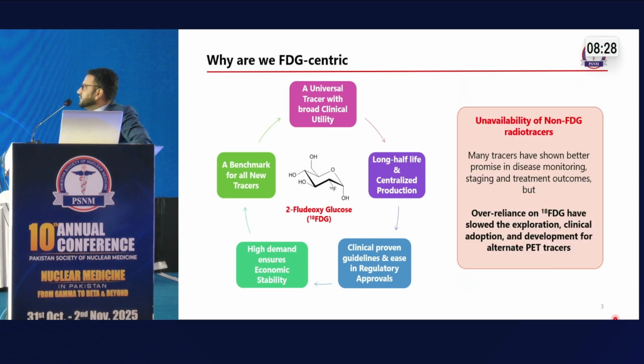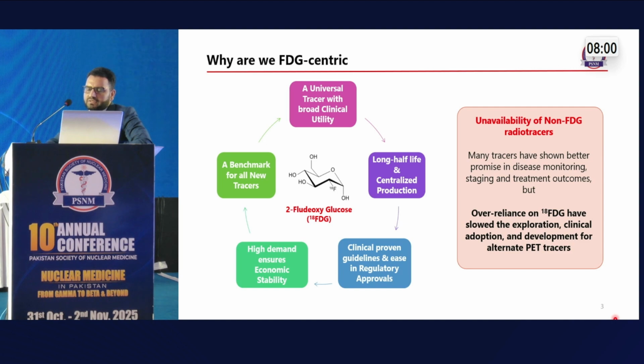Out of all these 5 reasons, there is one main reason also, which is the centric to FDG dominance, and that's the unavailability of non-FDG tracers. So many radio tracers have shown even better promise in disease detection than the FDG, but they are not produced here locally, and that's why the people are bound to use the FDG.